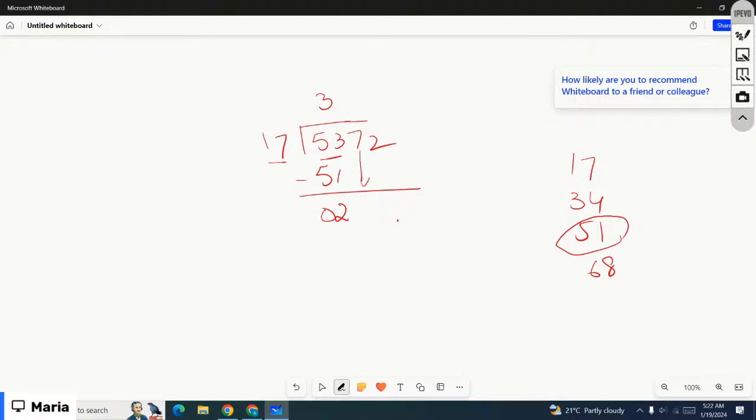3 minus 1 is 2, 5 minus 5 is 0. Now bring the next digit down to make it greater than 17, right? Here you have 27 and here you have 17. We can go for 17 times 1 is 17, right? Okay, the next one is you have to subtract and you have 10 here. 10 is less than 17. So bring the next digit down, make it greater than 17. And then we can go for 17 times 6, that is 102. Yes, the correct option is 306.